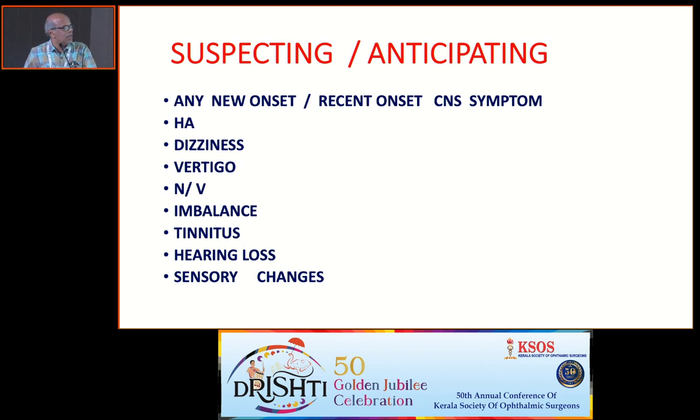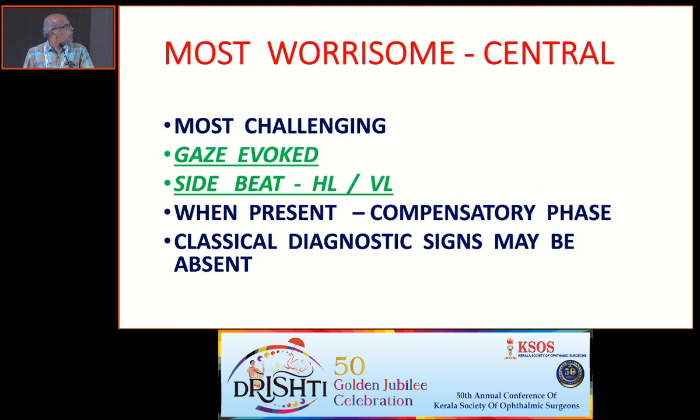Anticipating nystagmus. Any new onset, recent onset CNS symptom, you must be careful. It can be headache, dizziness, vertigo, nausea, vomiting, imbalance, tinnitus, hearing impairment, and sensory changes. Any symptom, recent onset or new onset. And most worrisome is always central nystagmus and the most challenging. And the commonest is always gaze evoked or side beat, vertical or horizontal.